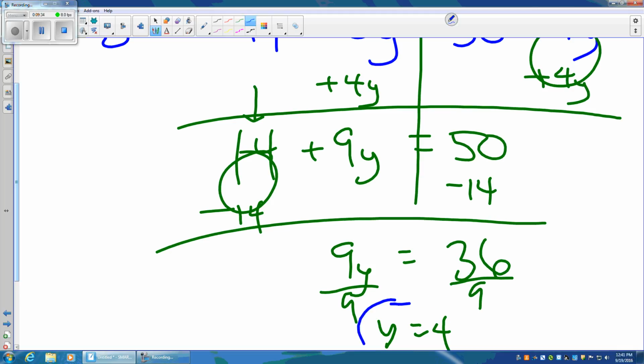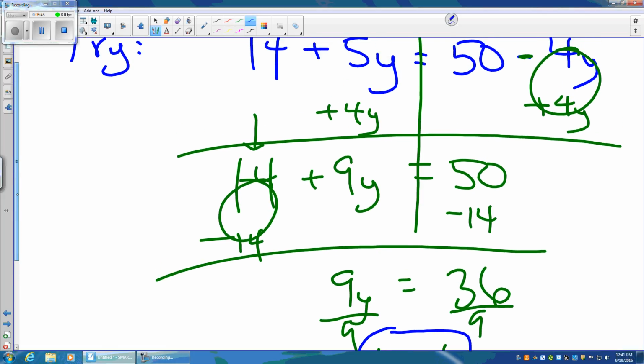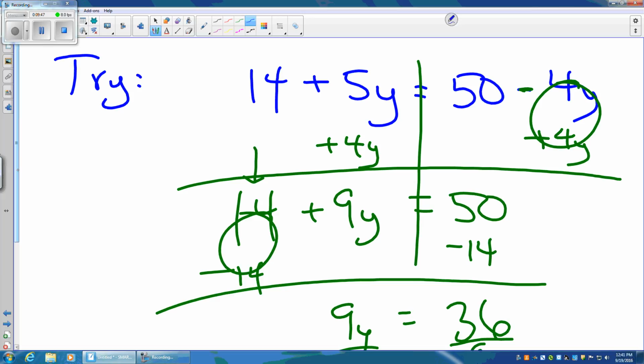So on your homework, this is going to be the very first question. What I can do with that 4 now is I can actually plug that back up into this equation, 14 plus 5y is equal to 50 minus 4y. And both sides should be equal, because remember, a solution like that is what makes both sides the same, or what makes it a true math sentence. So I'm going to plug that 4 into both of these.